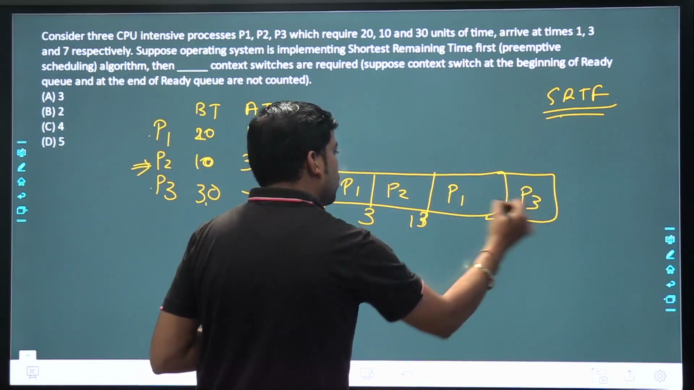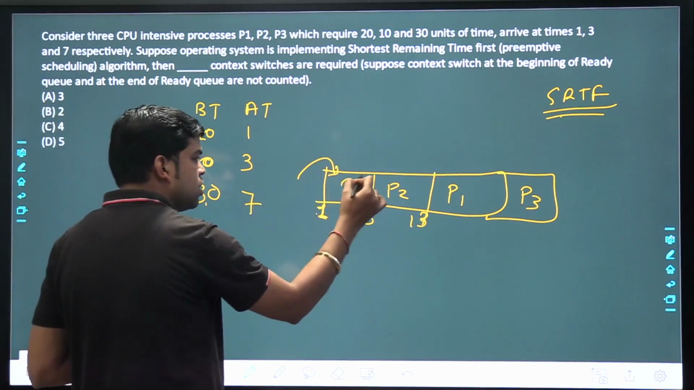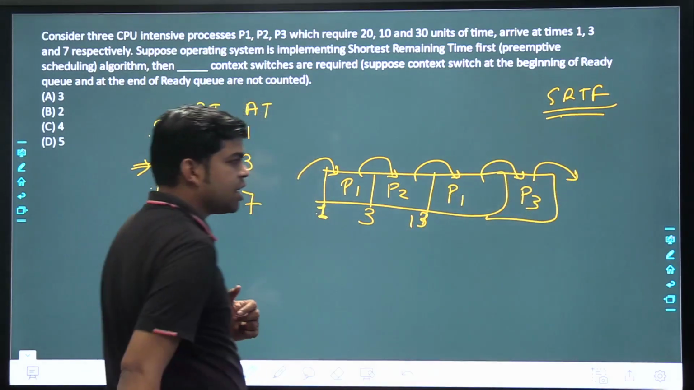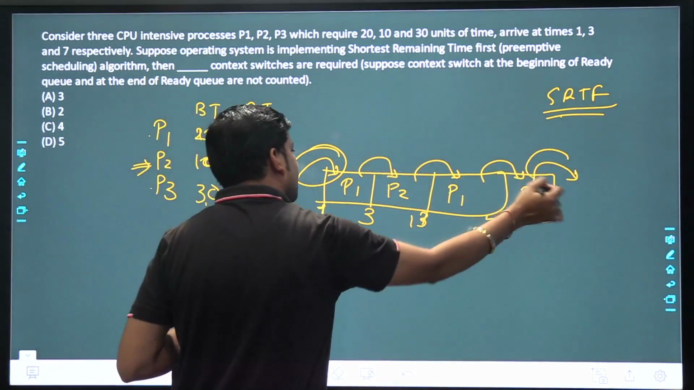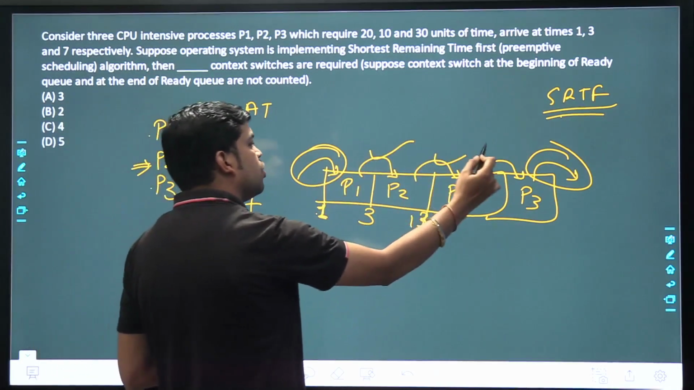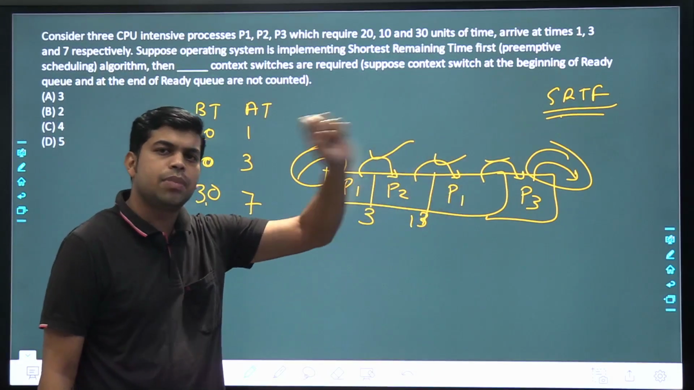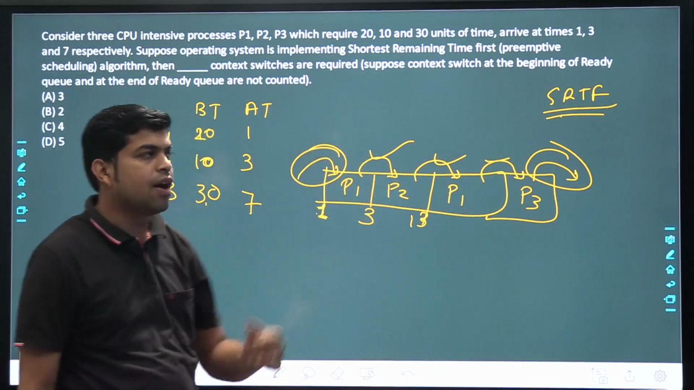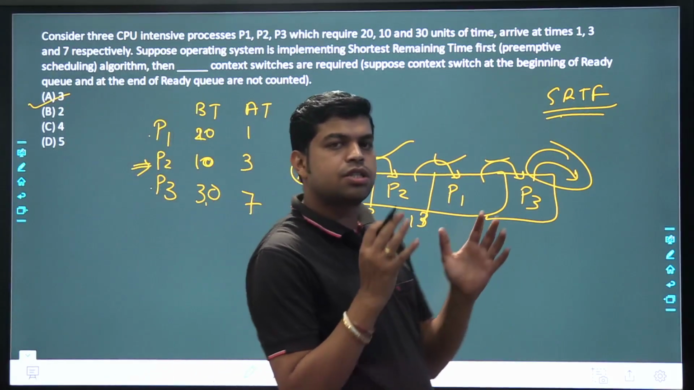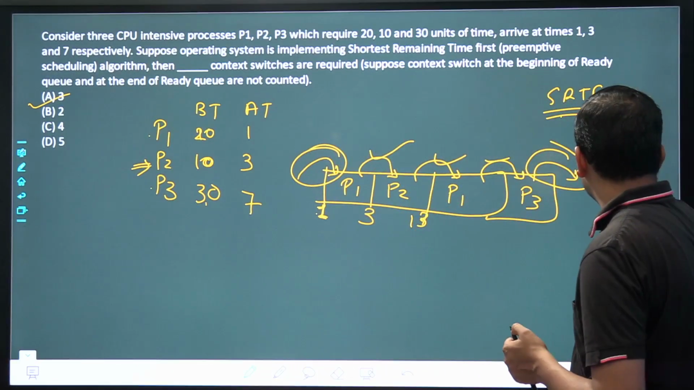So here we need to calculate only the context switching. The first, second, third, 4th and 5th: there are 5 context switches. Out of this, the first and last are not counted according to the question. So there are only 3 context switches: from P1 to P2, from P2 again to P1, and from P1 to P3. So these 3 context switches are required. So the answer is 3. Total 5 context switches, out of that the beginning and last are not counted, so the answer is 3.